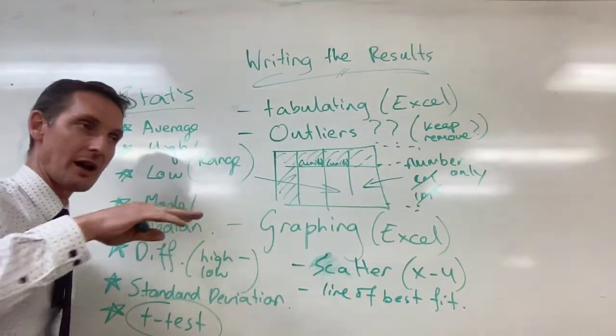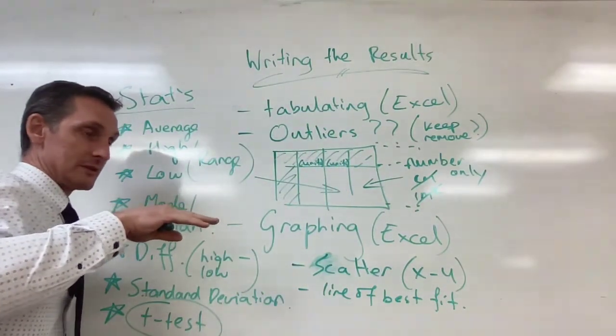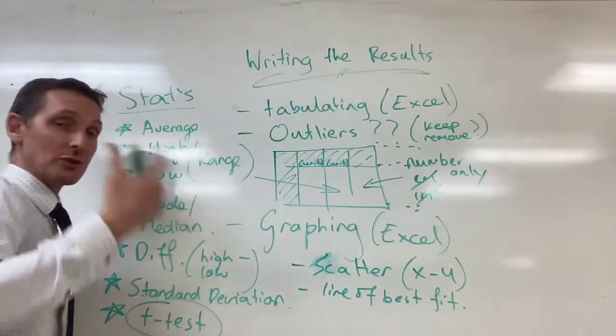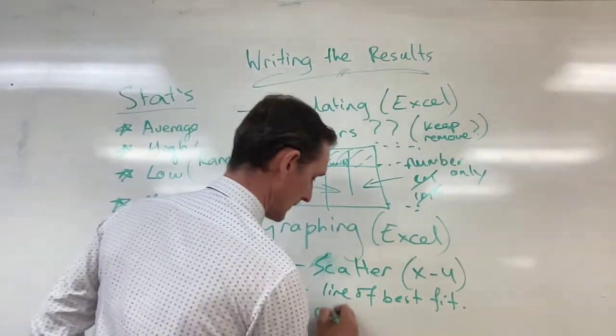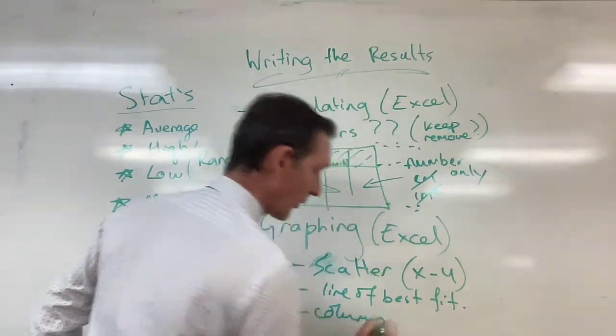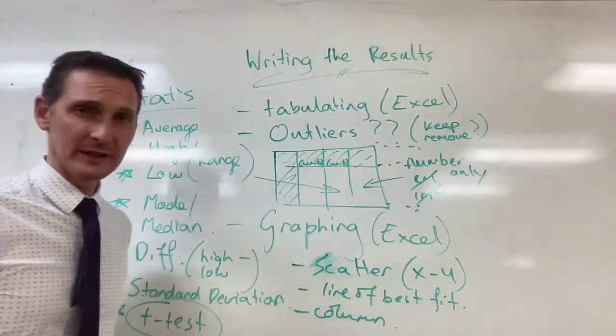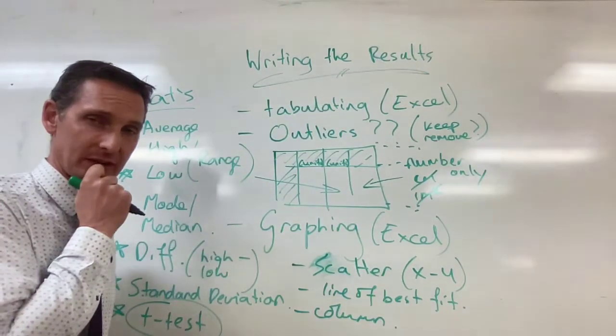If you're doing categoric, just numbers and numbers, it could be a column graph, or a box and whisker plot, a histogram polygon. So there's multiple graphing required.